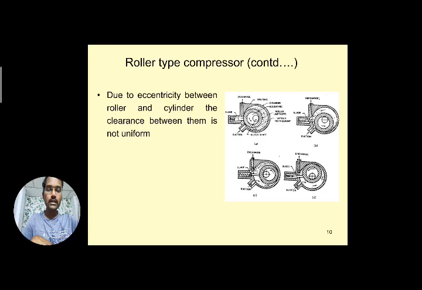Next, due to eccentricity between roller and cylinder, the clearance between them is not uniform. Whatever eccentricity is present between the roller and the cylinder, the clearance between them is not uniform. So at every time you can see the clearance gap is changing. This is responsible to compress the refrigerant and send it into the next component.